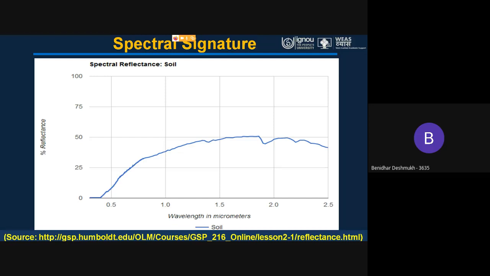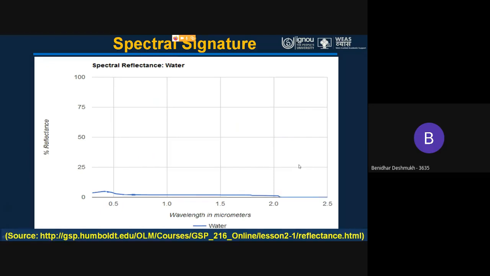This is how it is. Initially, the reflection is less. Then, as we go to the higher wavelength, the reflection increases, particularly for dry soil. If it is wet, then again there will be a dip in the spectral signature at the higher wavelength. For water, we know that there is an exponential decay of the signal in the higher wavelength, and after a point in NIR, we don't see any signal coming out from the water. So this is important to remember.